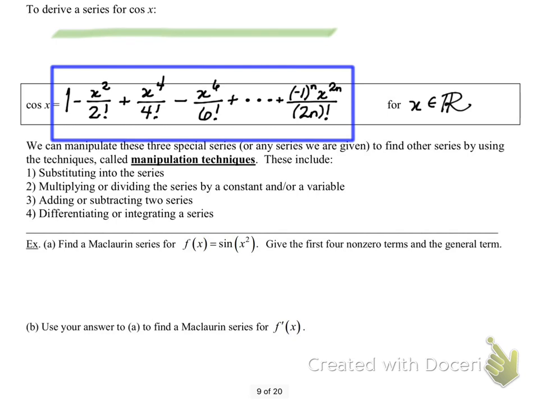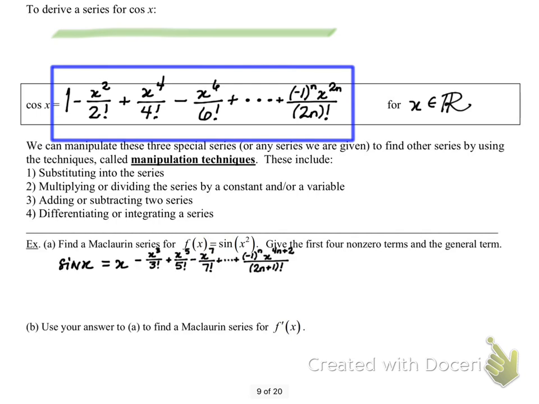Okay. From here on out, you're going to manipulate these series. You will use manipulation techniques by substituting into the series, multiplying or dividing the series by a constant or a variable, adding or subtracting two series, or differentiating or integrating a series. So we're going to start by finding the Maclaurin series for f of x equals sine of x squared and giving the first four non-zero terms and the general term. We already know what f of x equals sine x is, and we're going to replace all of our x's with x squared.